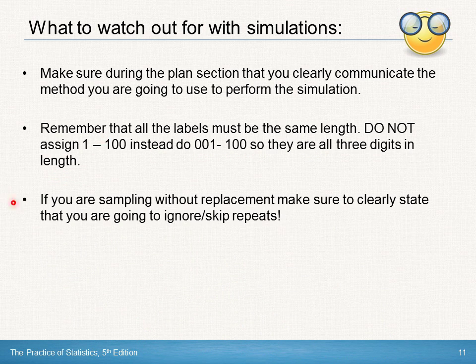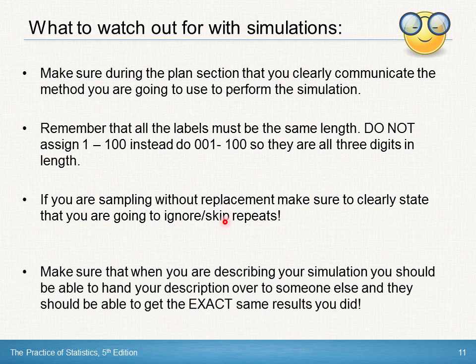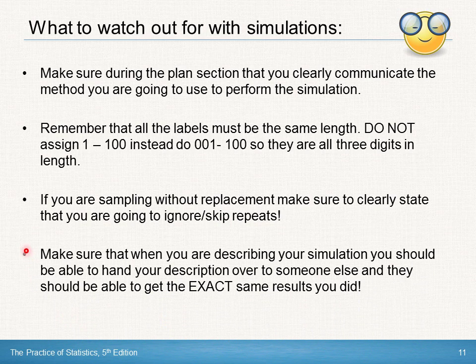Okay? So if you are sampling without replacement, make sure to clearly state that you're going to ignore or skip repeats. So with replacement is when you're putting them back in. Without replacement is not putting your numbers back in. But remember, when you use a graphing calculator or a random integer table, you can often get repeats. Make sure that when you're describing your simulation, you should be able to hand your description over to someone else, and they should be able to get the exact same results that you did following your instructions.